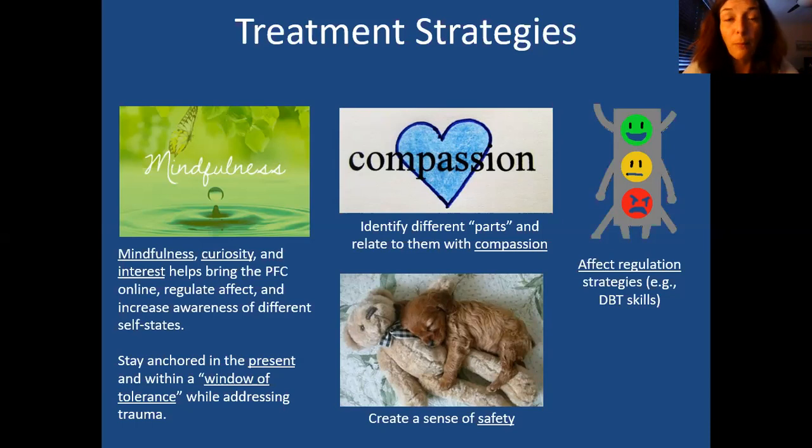And finally, emotional regulation or affect regulation strategies. DBT is great for this. The stress tolerance skills, mindfulness skills, emotion regulation skills are all really helpful. That also helps keep you present, keeps you in that window of tolerance. And if you never had somebody help you regulate before, this is the perfect way to start.